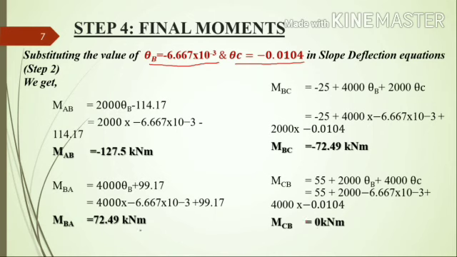So here MBA and MBC are the moments along the support joint. So sigma MB equal to MBA plus MBC equal to 0. That is, here 72.49 and here minus 72.49. Therefore we get MBA plus MBC equal to 0. Similarly, support C is a roller support, hence the moment of the member MCB is also 0.